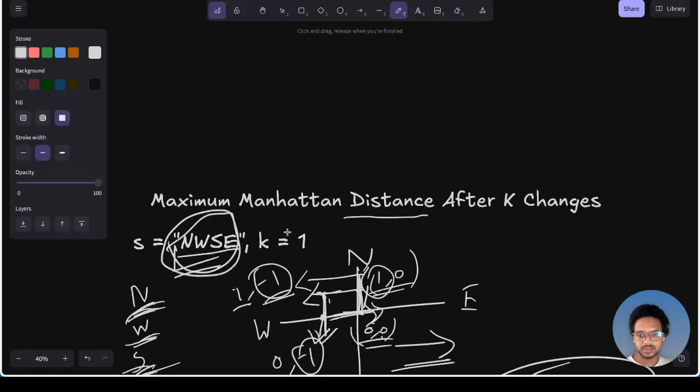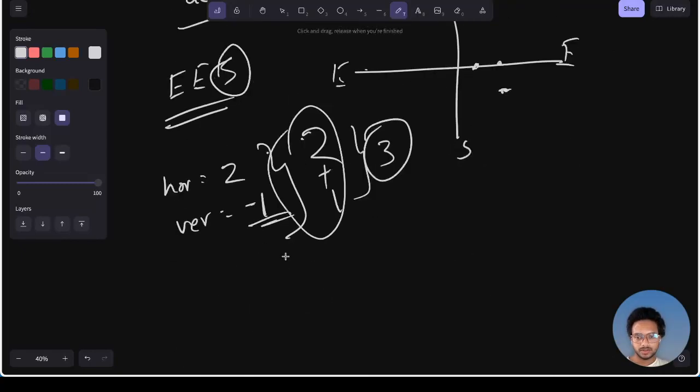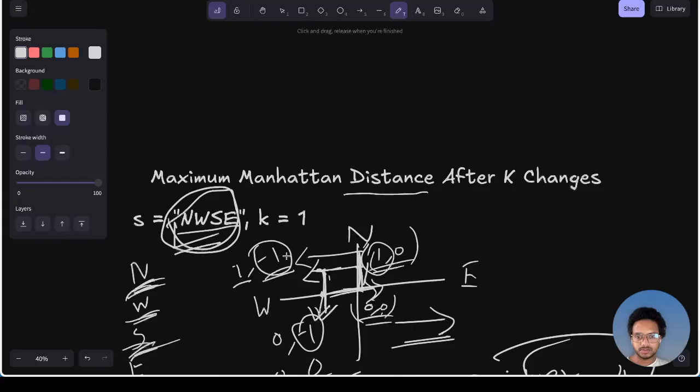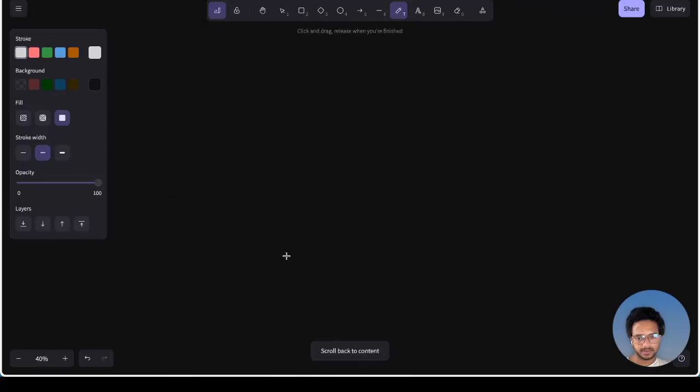The question says you are given a power, a value of k. So if I do one more problem, say you are given a string, east and west, and the value of k is 1.